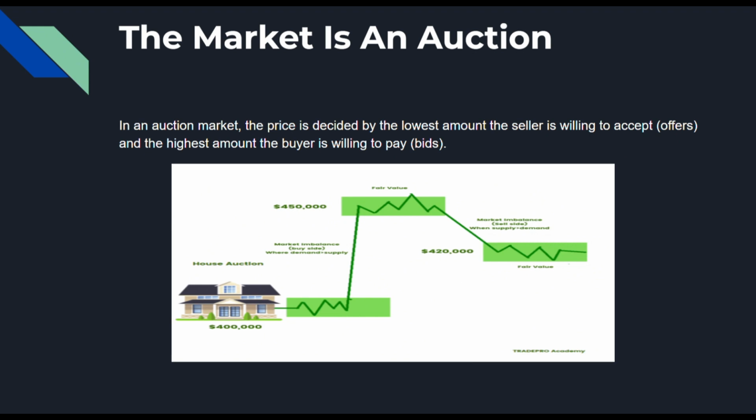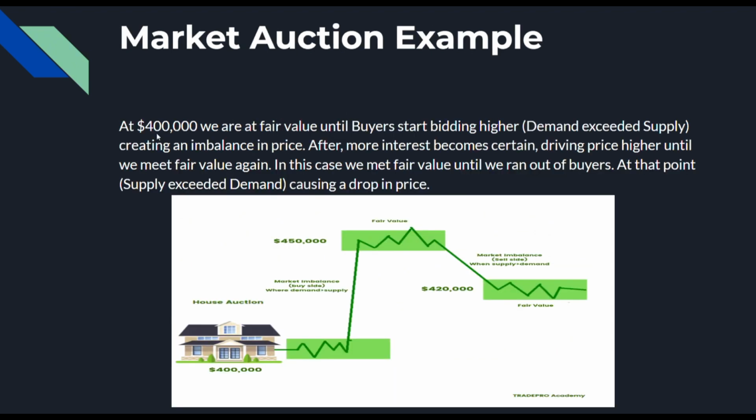In an auction market, the price is decided by the lowest amount the seller is willing to accept, which is considered offers, and the highest amount the buyer is willing to pay, which is considered bids. So at $400,000, we're at a fair value until buyers start bidding higher. Demand exceeded supply, creating an imbalance in price. After more interest becomes certain, price is driven higher until we meet fair value again. In this case, we met fair value until we ran out of buyers. At that point, supply exceeded demand, causing a drop in price.